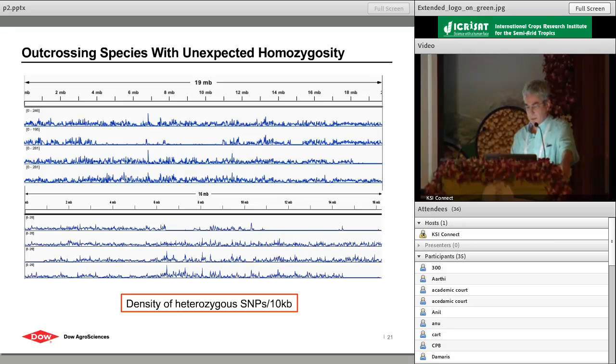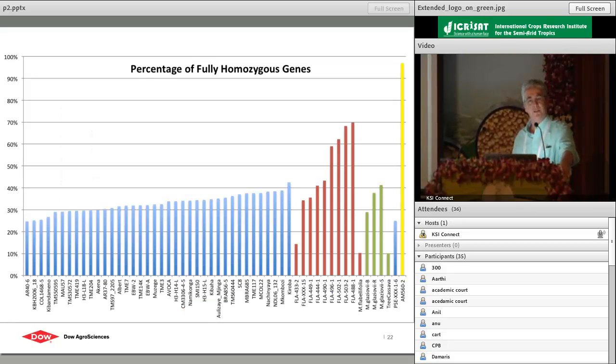And if we start adding up regions of the genome that are in homozygous state between the different accessions that we had sequenced, we actually find that 99% of the genes in cassava are homozygous in one of the accessions that we had sequenced or more. And this shouldn't happen in an outcrossing species. So how did this arise?